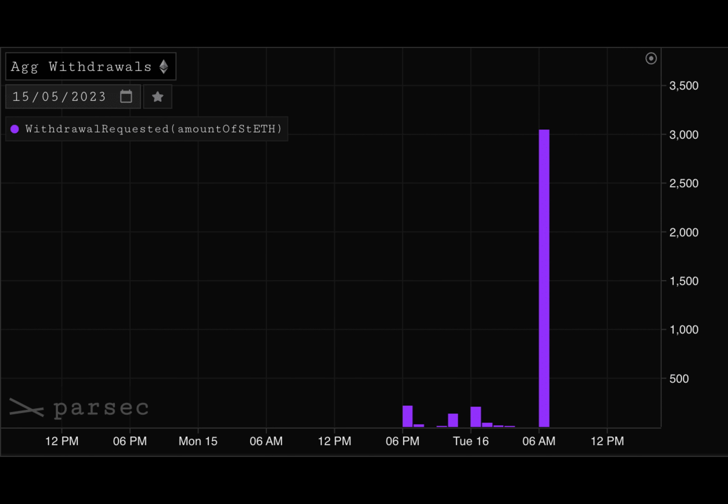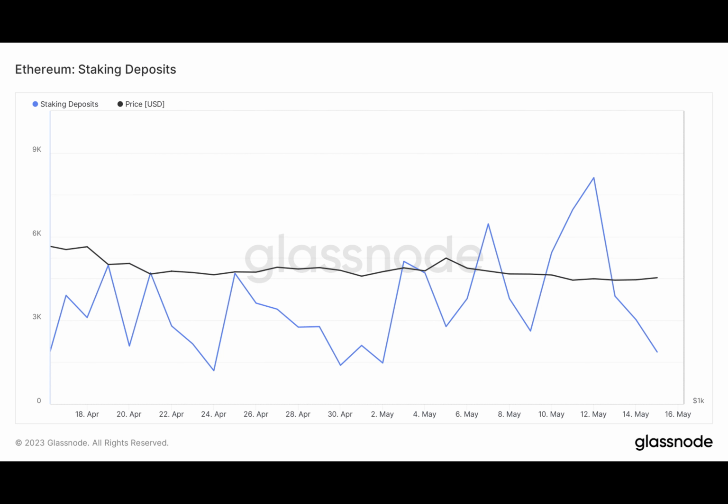As ETH withdrawals across staking providers climbed post-Shanghai, staking APR also fell. For example, on Lido, the month so far has been marked by a decrease in staking APR on the platform.